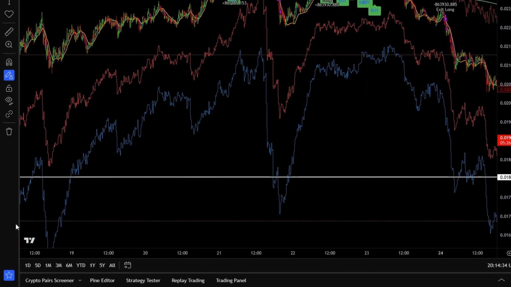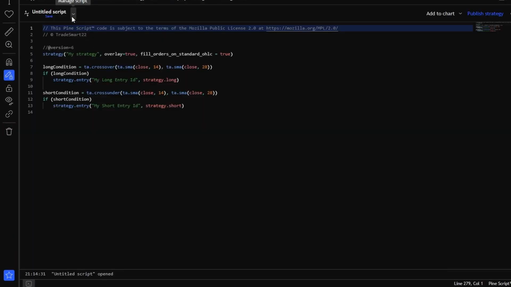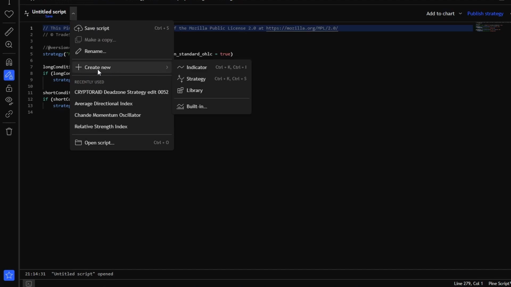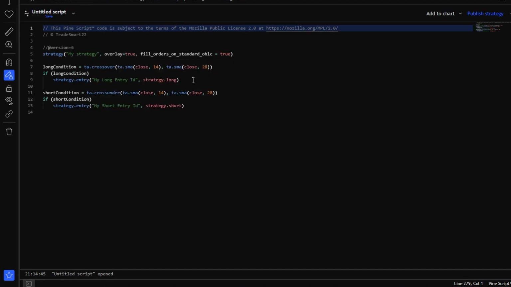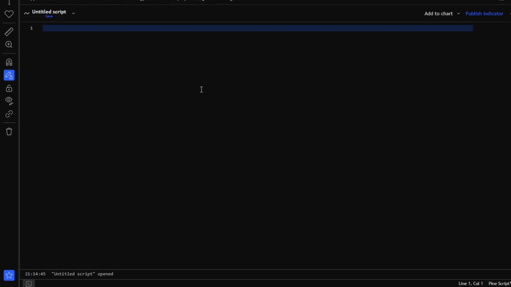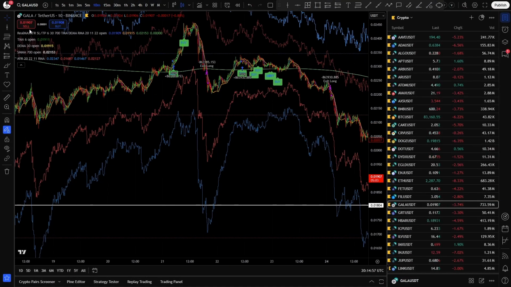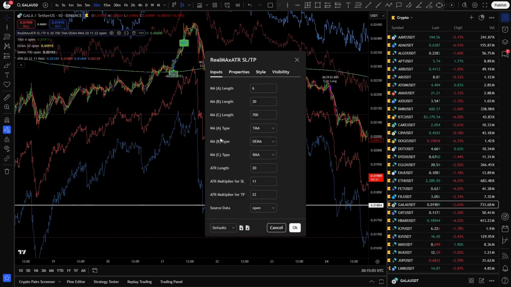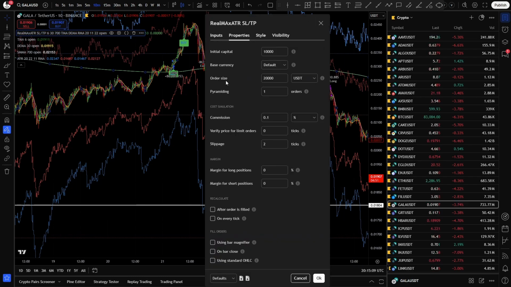Once you got that, come back to TradingView, open up the Pine editor here at the bottom, click here, click on Create New and Strategy. Now highlight everything here, delete it, paste the code right there and click on Add to Chart. If you've done that correctly, you will see the full strategy added to your chart here. Now these are the optimized settings of this strategy in the properties tab again.